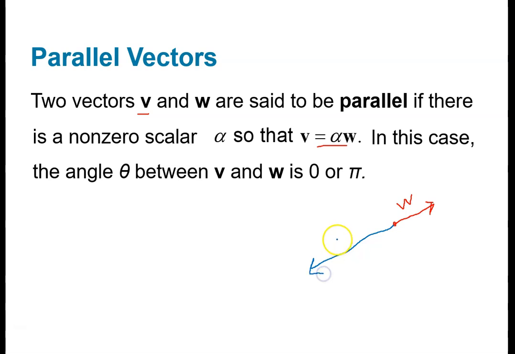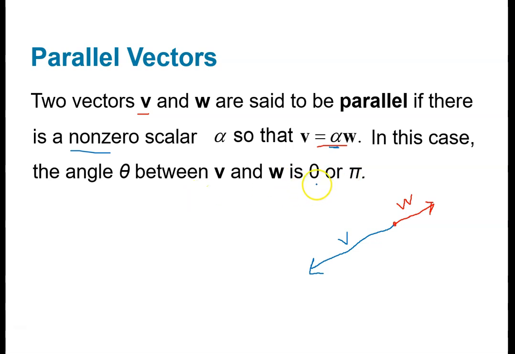If I make it longer, so I've scaled it, but I'm in the opposite direction, so it's a negative number. That's fine too. That's still parallel. So it's any value alpha that's not 0. So it could be negative and not be 0. So point it in the exact same direction or in opposite directions, and one's just longer than the other, then those vectors are parallel.